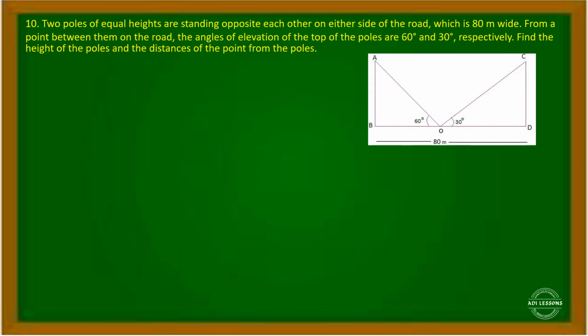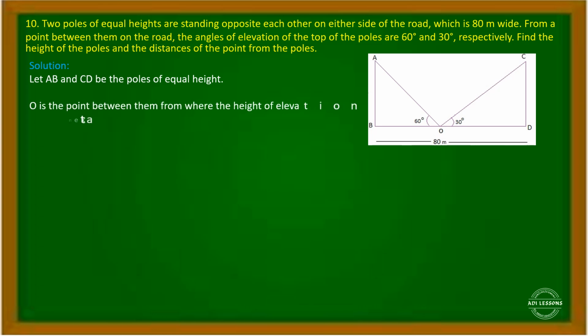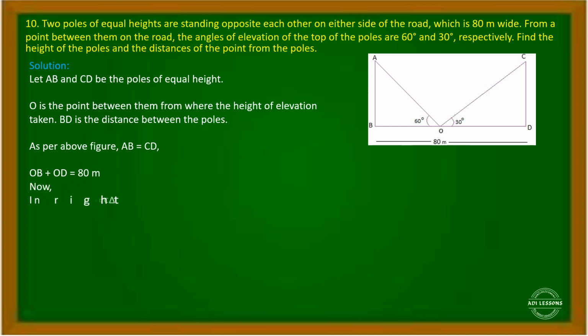This is the required picture. Let AB and CD be the poles of equal heights. O is the point between them from where the angle of elevation is taken. BD is the distance between the poles. As per the above figure, AB equal to CD. These are the two equal poles. OB plus OD equal to 80 meters.